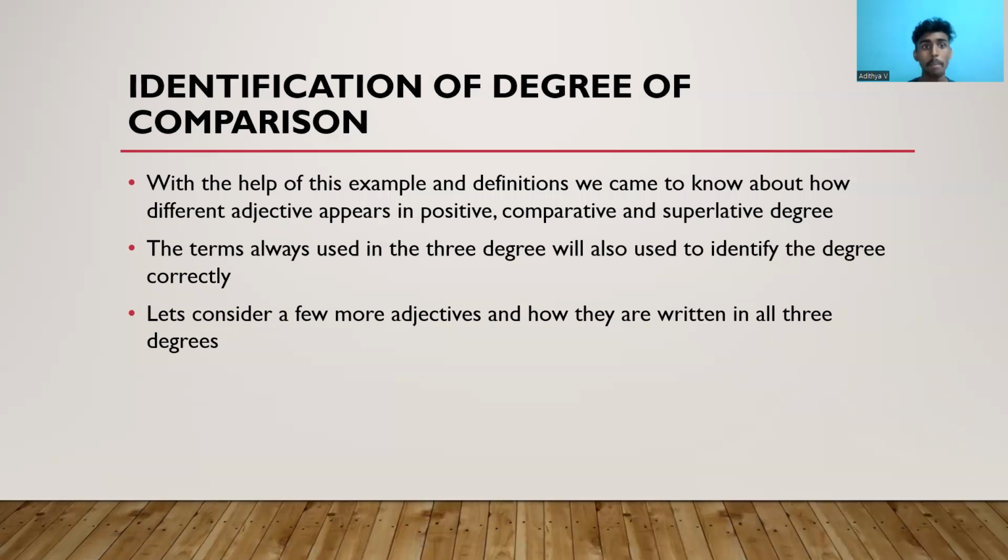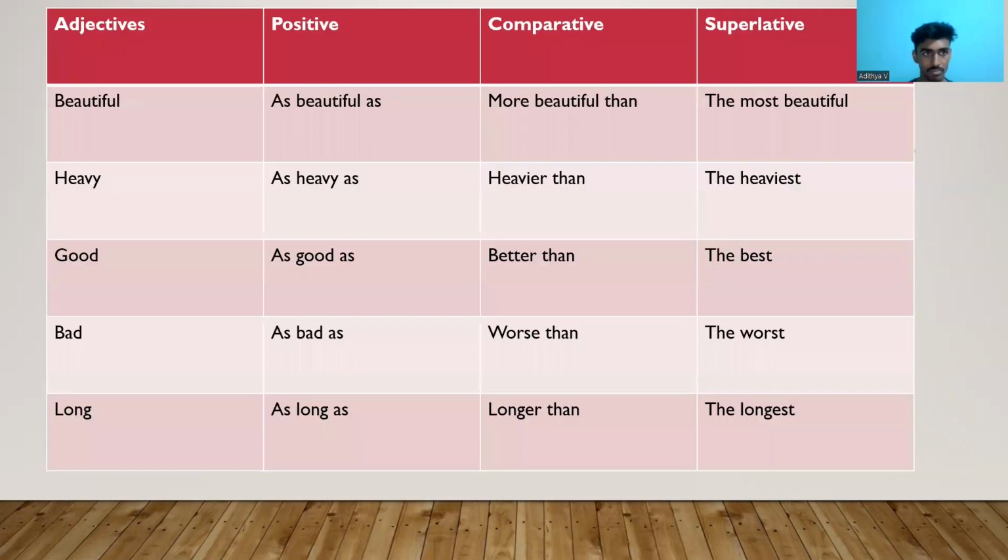With the help of these examples and definitions, we came to know about how different adjectives appear in positive, comparative, and superlative degree. The terms always used in these three degrees can be used to identify the degree correctly. Let's consider a few more adjectives and how they are written in all three degrees.